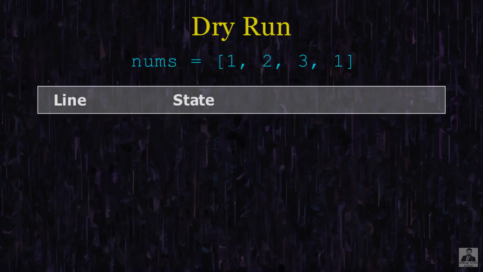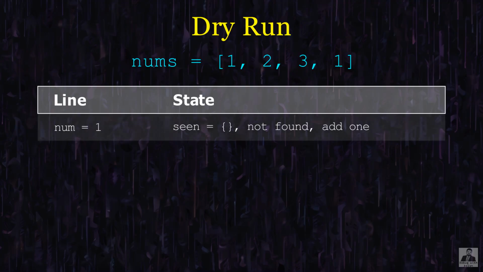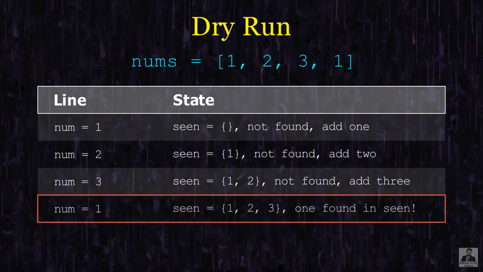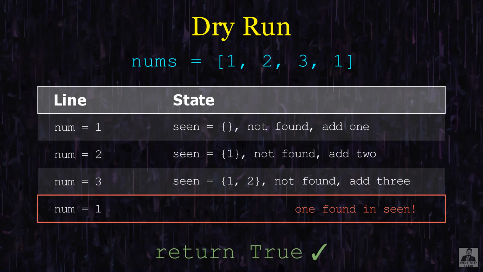Let's confirm it works with 1, 2, 3, 1. The first 3 numbers are all new, so each gets added to the set in turn. Then we hit the last one, and 1 is already sitting in the set from the very first step. We return true immediately, which matches exactly what we expect for this input.